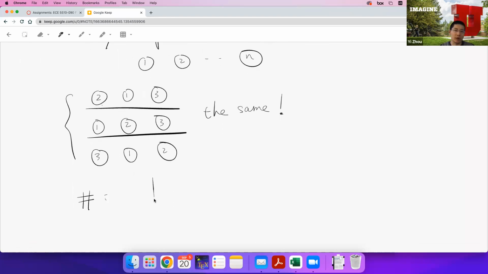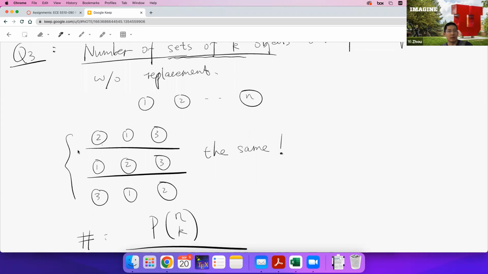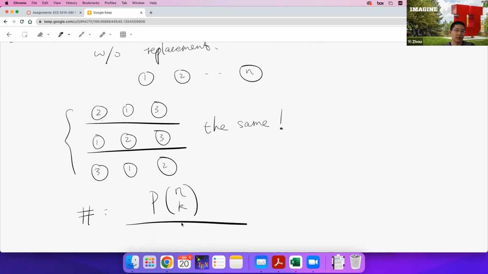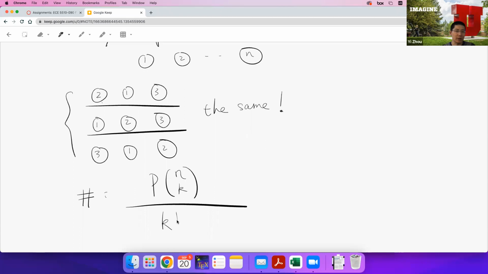So we can just take the number that we get from question 2. Now this is the total number of all different ordered lists of length K. And we are going to divide it by the repetitions that we consider in question 3. That is all the possible permutations among these selected K different objects. So how many permutations do we have? It is K factorial. Okay.